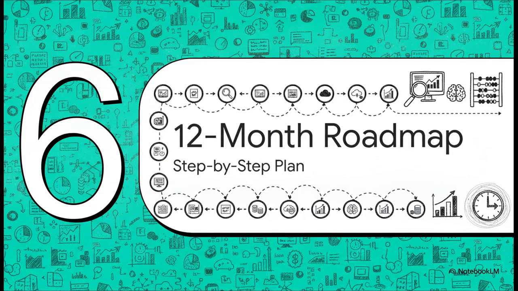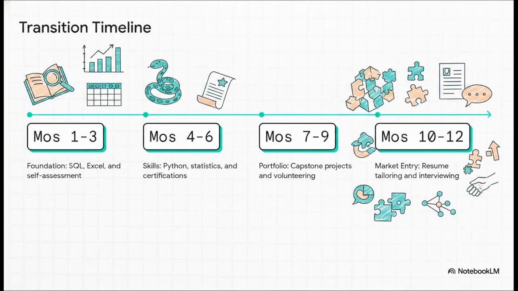Finally, Section 6, your 12-month transition roadmap. Let's see how this builds into a totally actionable timeline. By chunking this rather intimidating journey into 4 structured phases, it becomes completely achievable. Months 1 through 3 are all about the foundation, self-assessment, advancing your Excel, and starting SQL. Months 4 through 6 focus on skills, diving into Python, statistics, and nabbing those certifications. Months 7 through 9 are for your portfolio, building out major capstone projects, and maybe doing some volunteering. And finally, months 10 through 12 are your market entry, tailoring that resume, networking, and nailing those interviews.